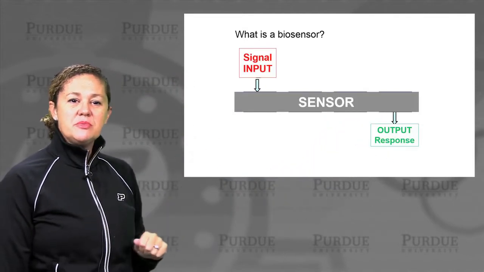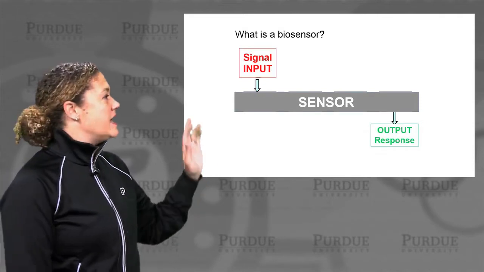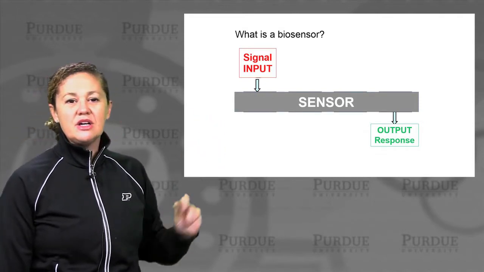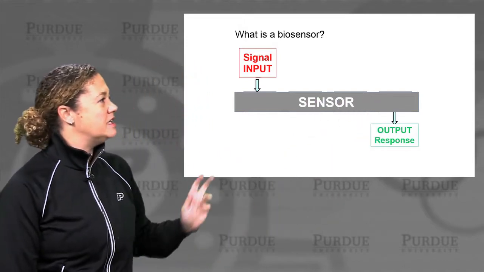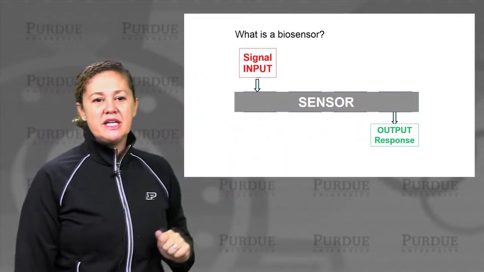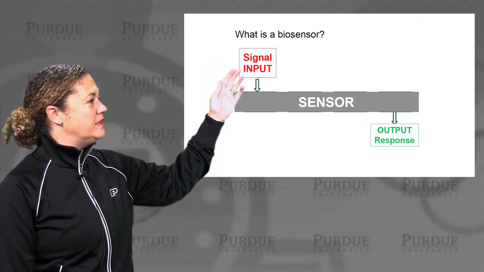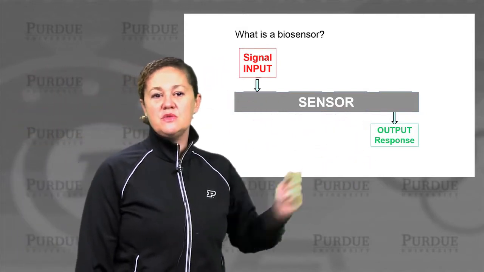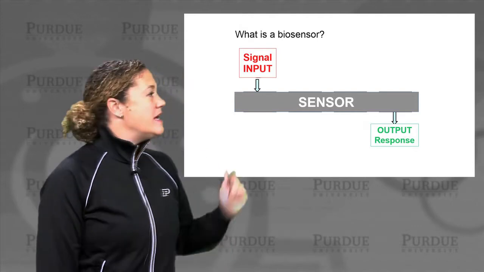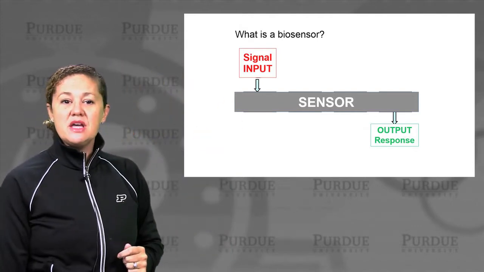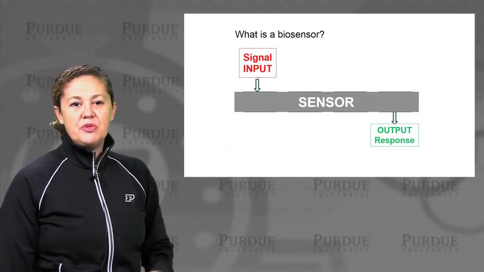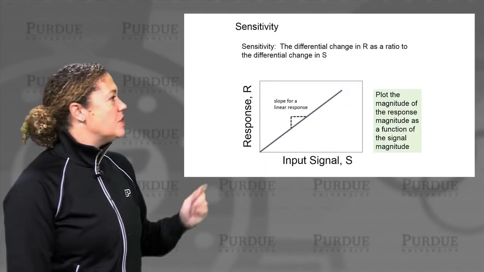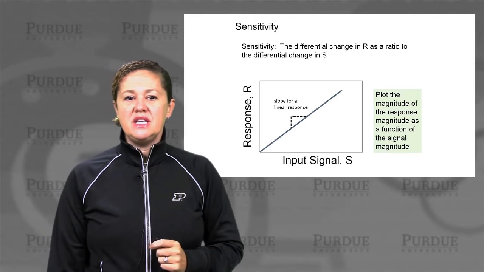So let's look at a little bit simplified version of this. And in this view, a sensor, if we lump in all of these things from recognition and transduction and detection, a sensor ultimately takes some signal input and converts it into some output response. And that's what we're going to be looking at, how cells do this and converting this signal input into an output response. So let's define what sensitivity is.